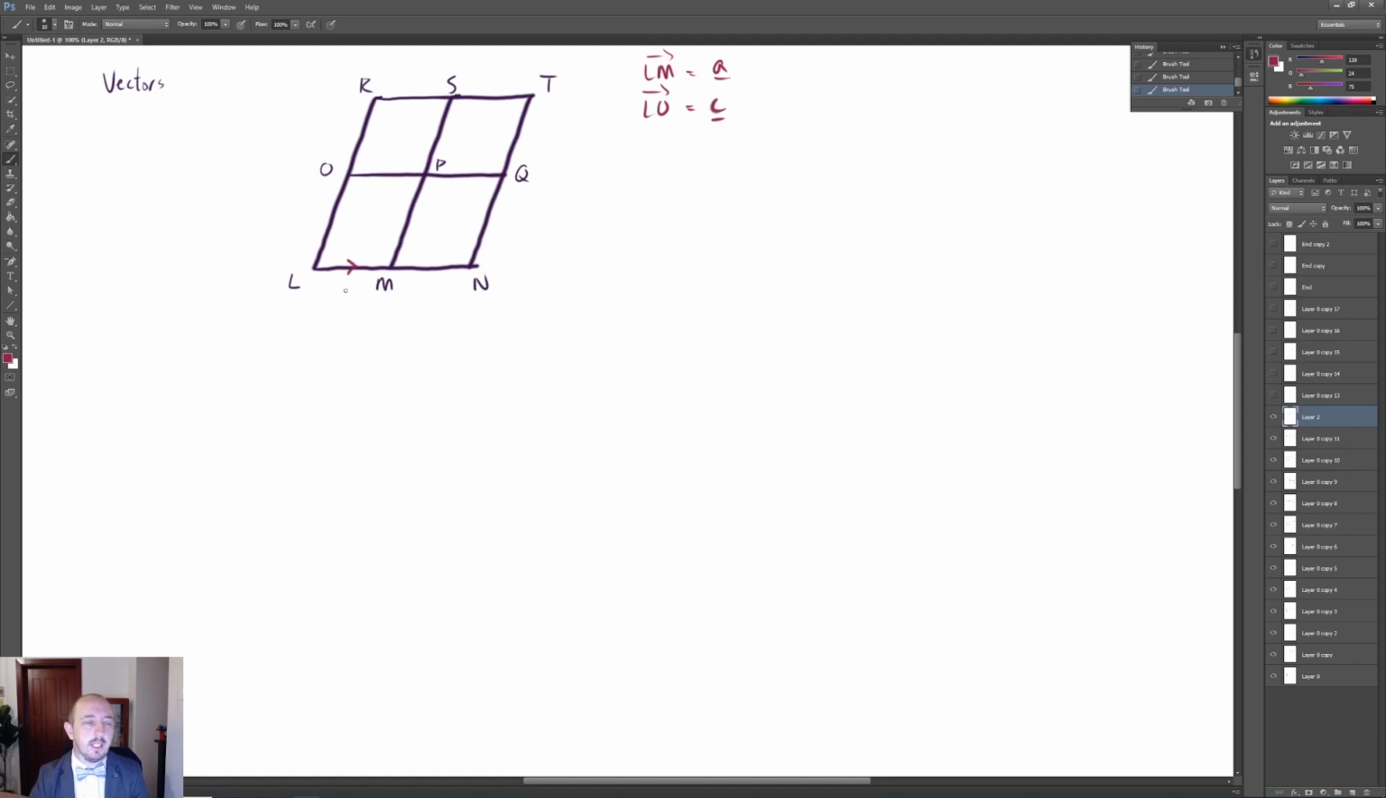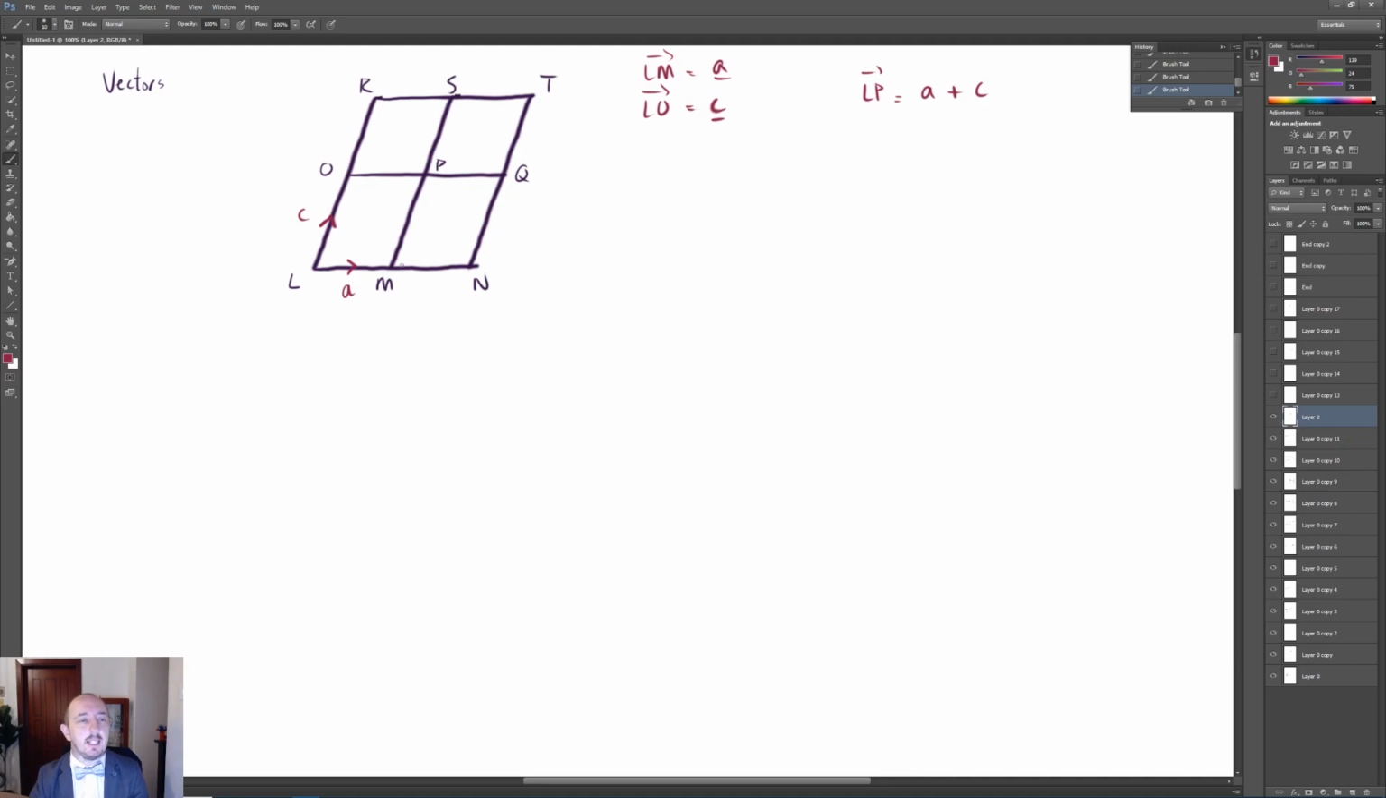Okay, so we put these on here, A and C. And if we want to go from one point to another, we can only use combinations of A's and C's. Alright, so if I want to go from L to P, then I would go A plus C. I'd go along from L to M, and M to P would be C. So A plus C, or I could go C plus A. It doesn't matter which way round you do these.